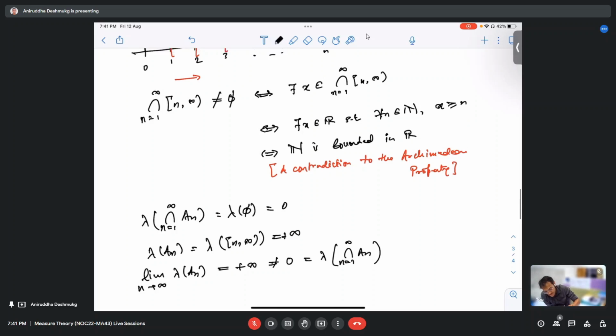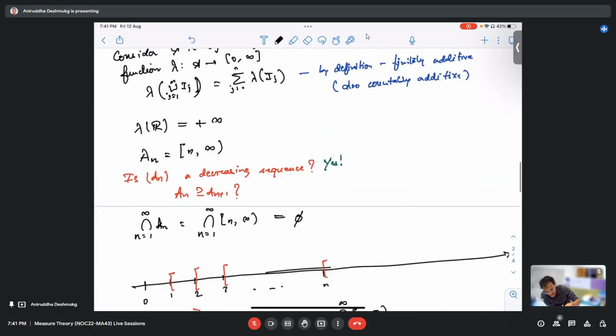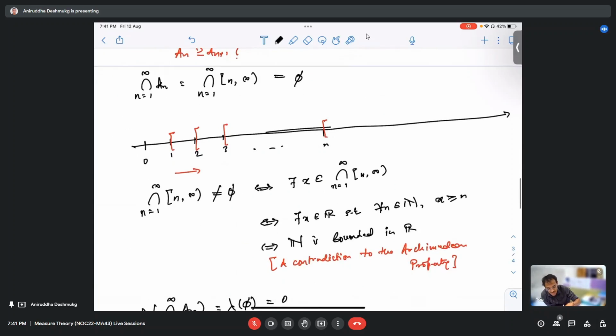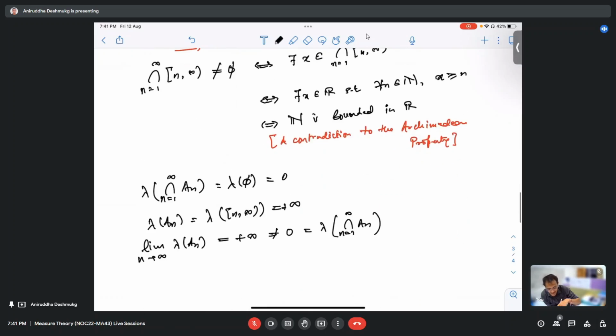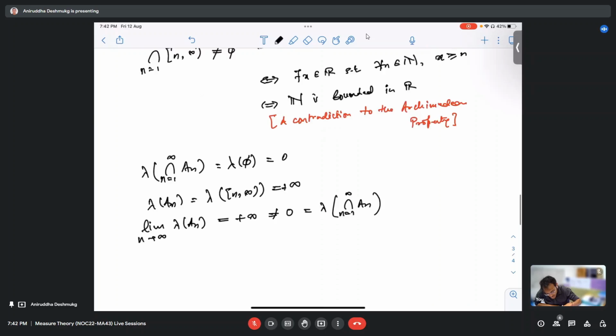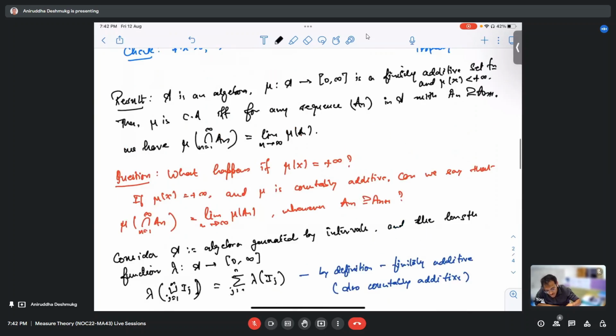So you see the problem. If the whole space has infinite length, then we can always find subsets of infinite length whose intersection is empty, but then this equality cannot hold. The limit of lambda(A_n) is not equal to lambda of the intersection of the A_n. Is this clear? So this was one of the problems. This result is not true if mu(X) is plus infinity. It is only true when mu(X) is finite.